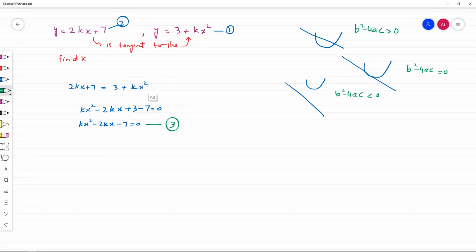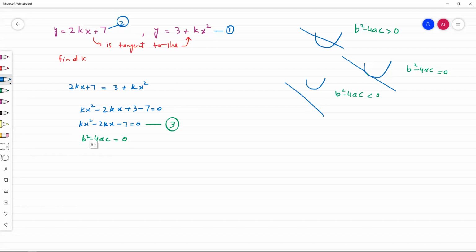simultaneously. For this purpose, he gave us some extra information that this line is tangent to the curve. Look at these three conditions. Tangent to the curve means this line intersects the curve at one point. So b square minus 4ac would be equal to 0 for this equation. Because this is tangent to the curve, we will use b square minus 4ac equal to 0 to find k first. After that, we can find the intersection point.